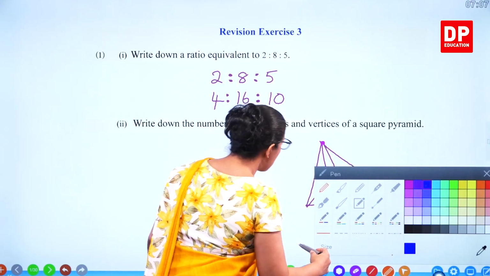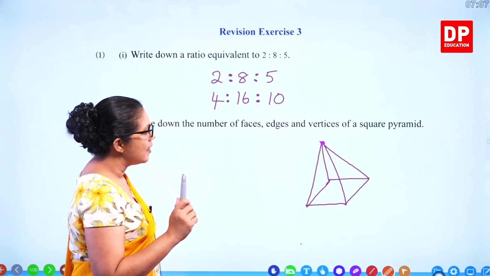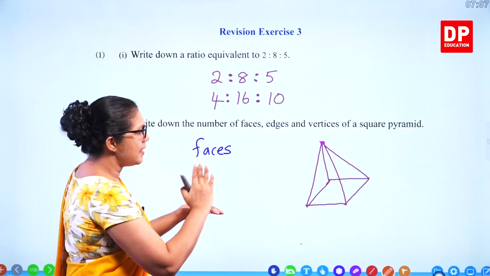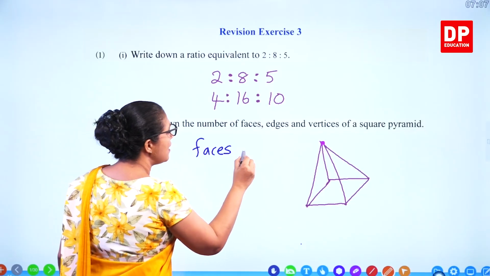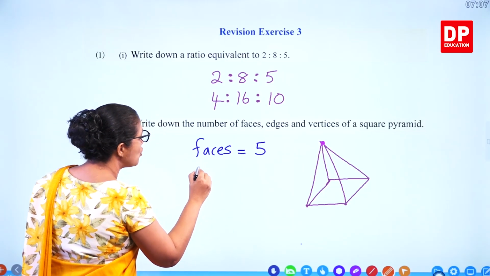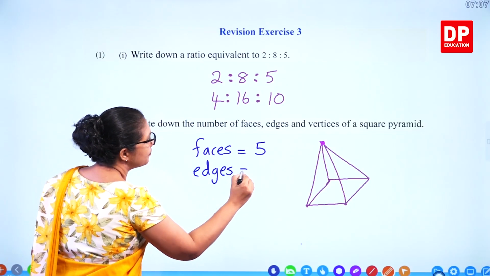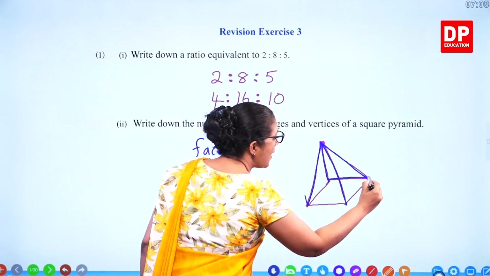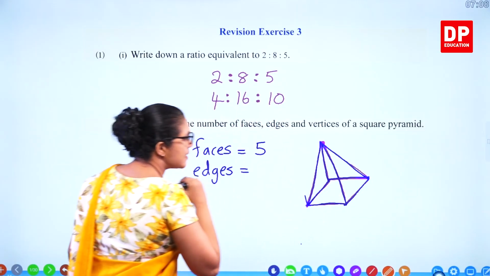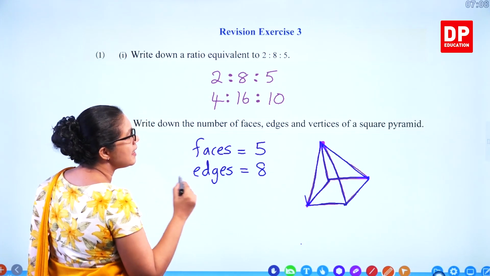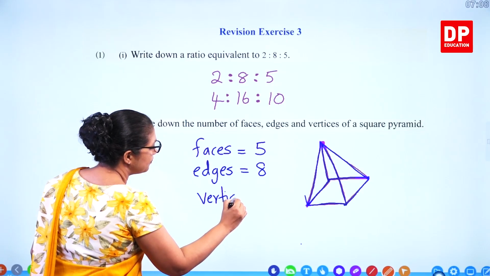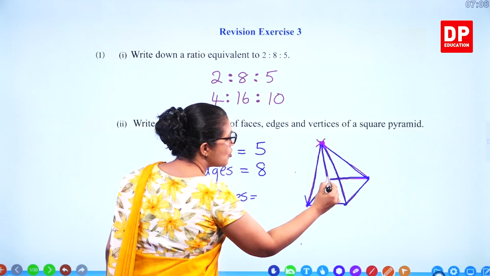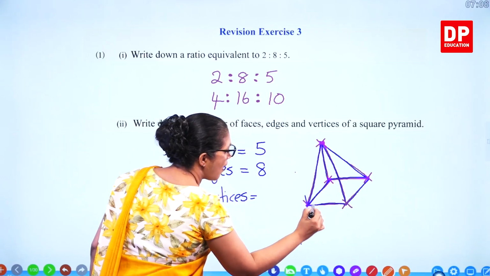So we can count how many faces, edges and vertices. So how many faces are there? The bottom face and 4 triangles. Altogether 5 faces. How many edges are there? We'll count. 1, 2, 3, 4, 5, 6, 7, 8. 8 edges are there. And how many vertices are there? We'll count. 1, 2, 3, 4, 5.